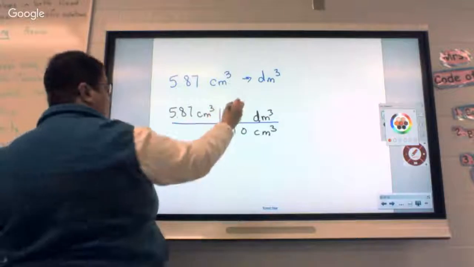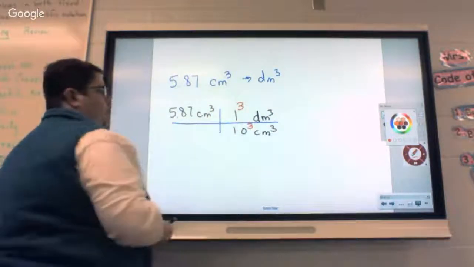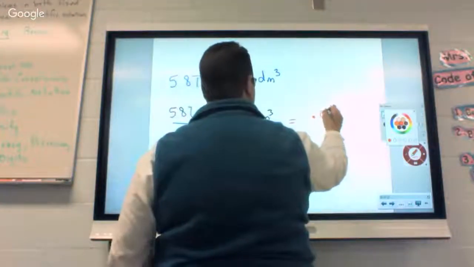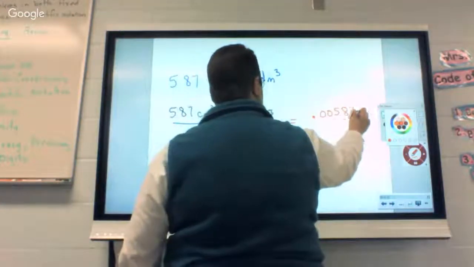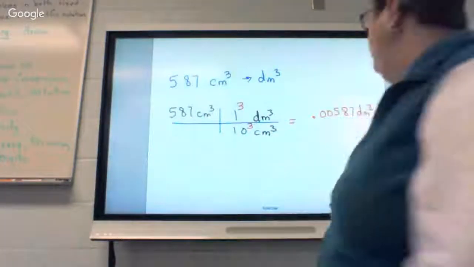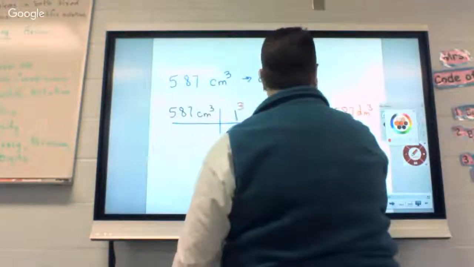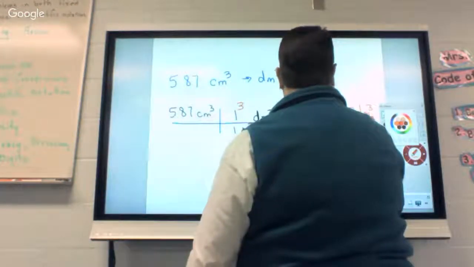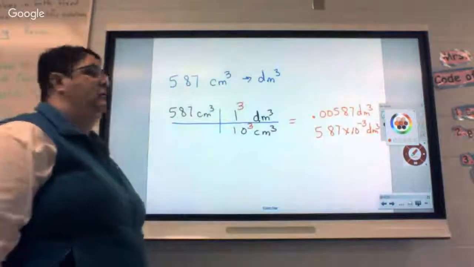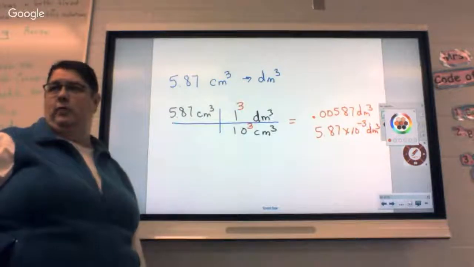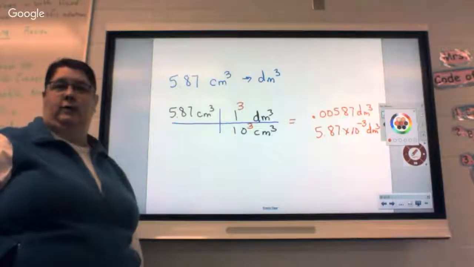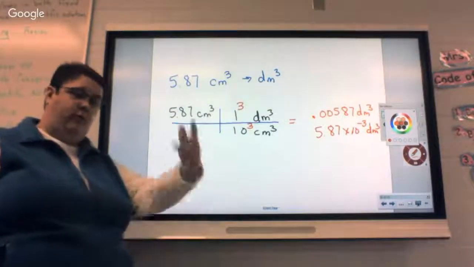Cube them. All right. So this time, when I solve, I'm doing it right in my head. Okay. So I'm going to have 5.87 times 10 to the negative third decimeters cubed. Okay? How do we feel? Okay about that? What else? On our homework. Or not homework. Practice.